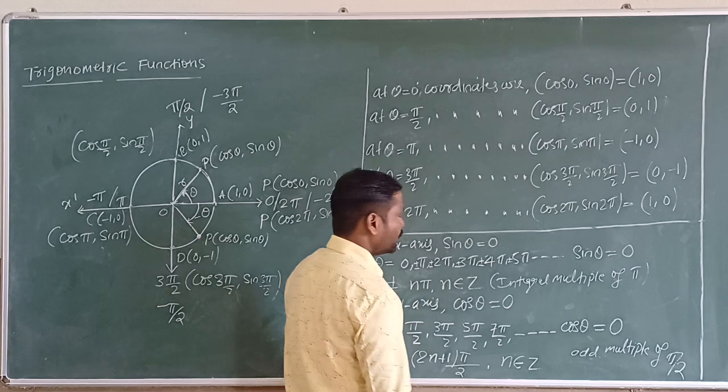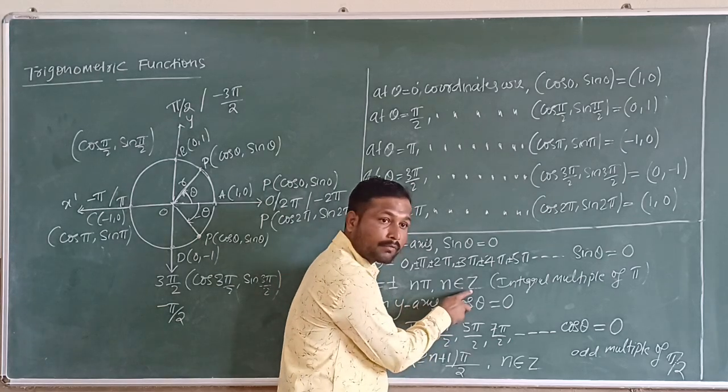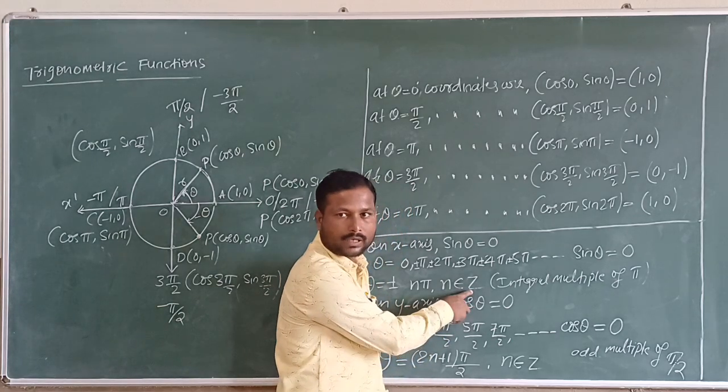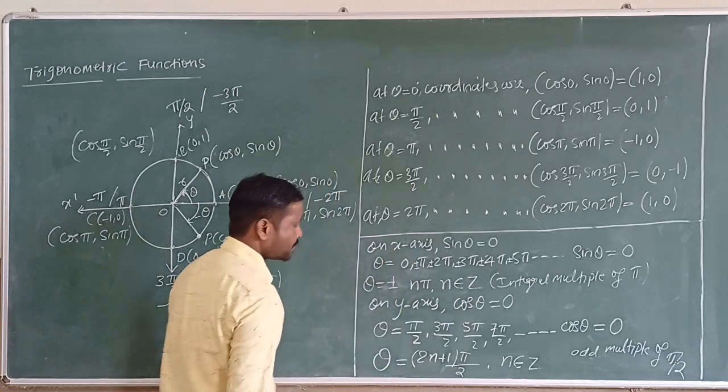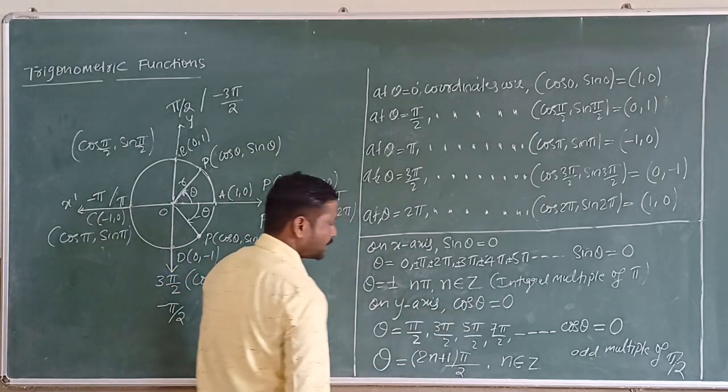Where n belongs to Z. Z is nothing but what here? Negative values also come now. Always 0 here. Sin value is 0. That is on which axis? The x axis. On the y axis, cos theta is equal to 0.